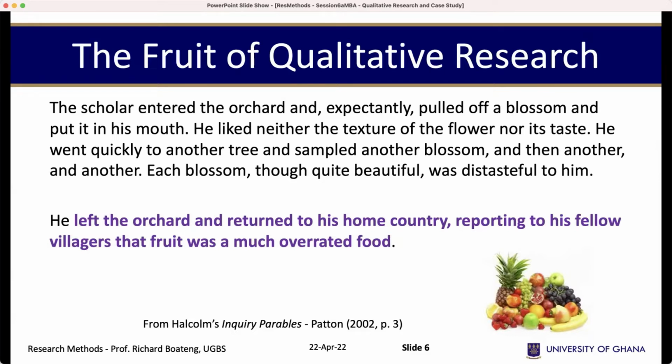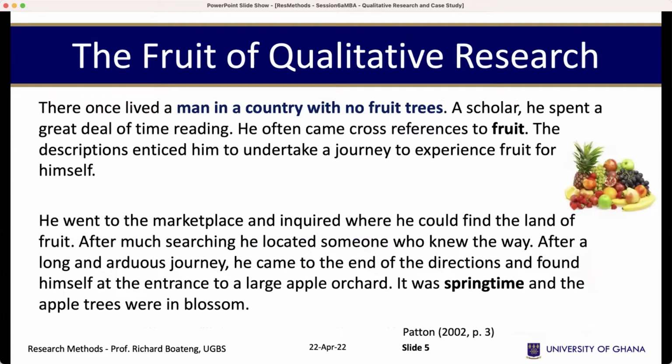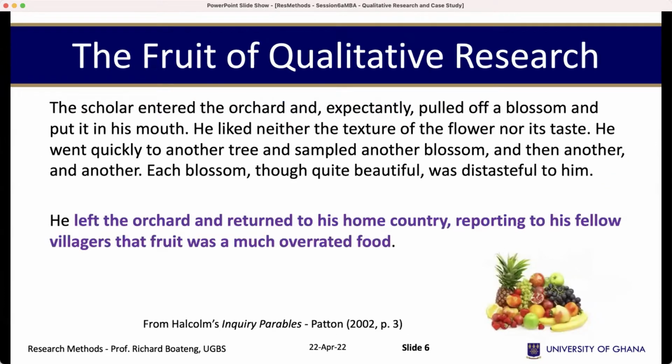He entered the orchard. The case study says that he went into a place. It was springtime and the apple trees were in blossom. So as a scholar, he pulled off a blossom and put it in his mouth. Okay. Adai, you can go ahead.